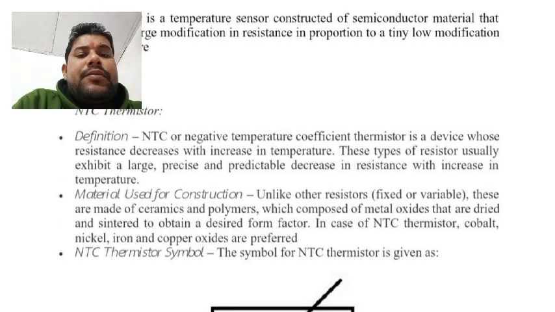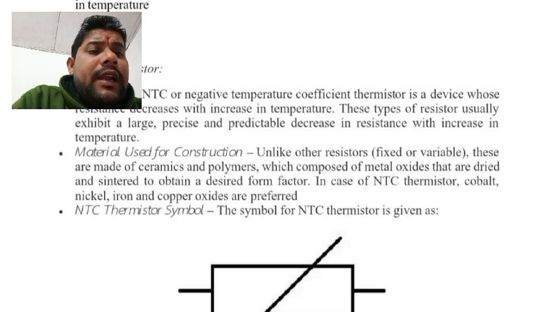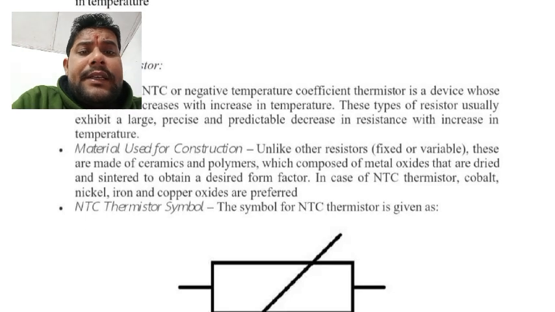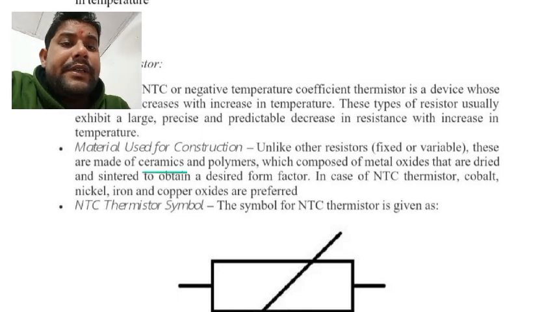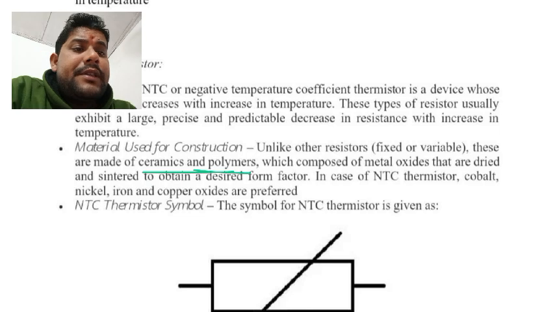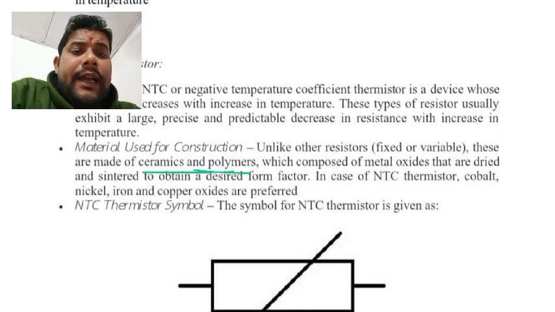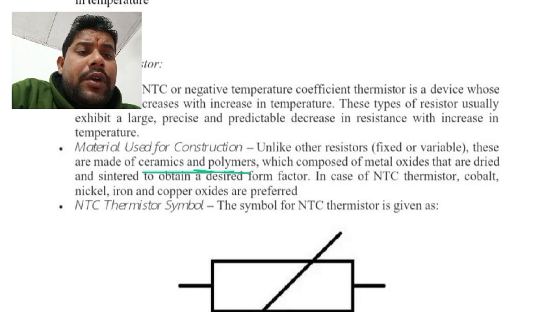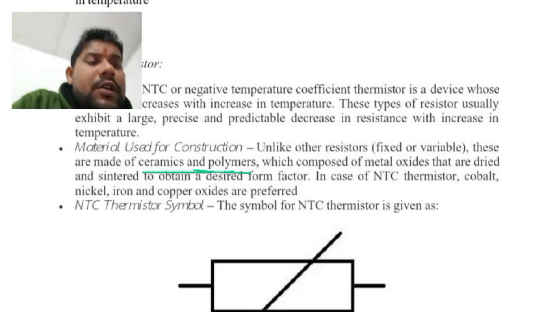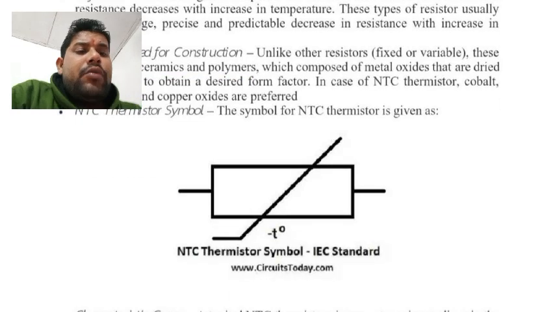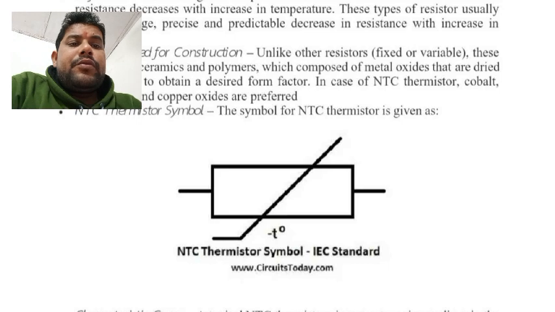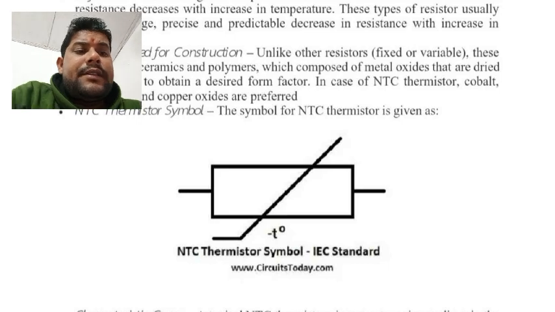The materials used for construction of NTC, unlike a fixed or variable resistor, are ceramic and polymer, composed of metal oxides that are dried and sintered to obtain the desired form. In case of NTC thermistor, cobalt, nickel, iron, and copper oxides are preferred. So this is the symbol of NTC. We can use this symbol for NTC resistor.